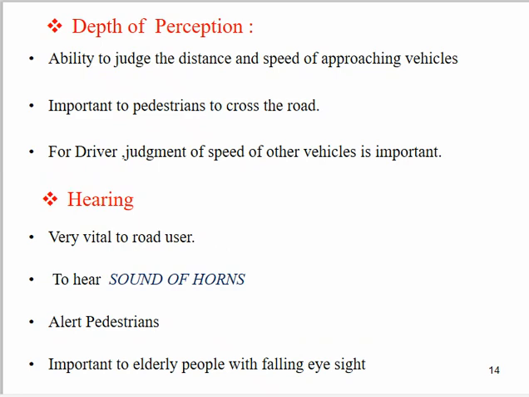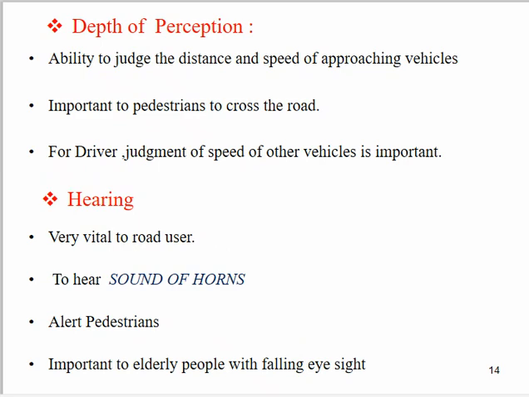Next is the depth of perception. The depth of perception is the ability of the driver to judge the distance and the speed of approaching vehicles. And it is important for pedestrians to cross the road, as the pedestrian has to judge the speed of the vehicle moving from the opposite direction.